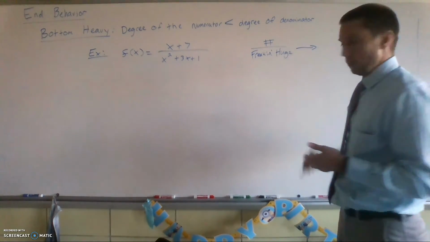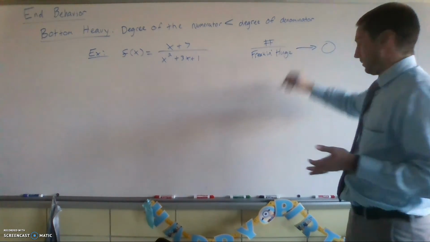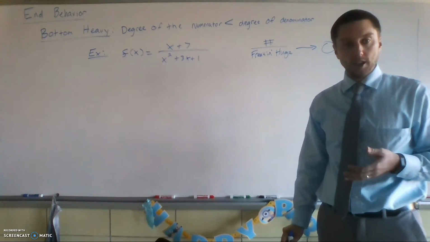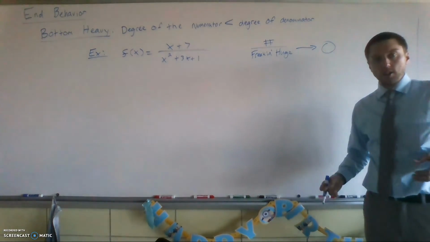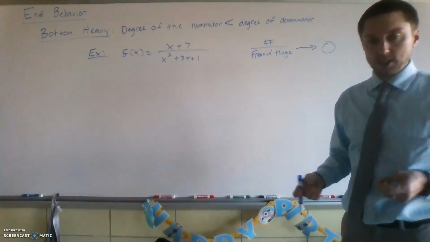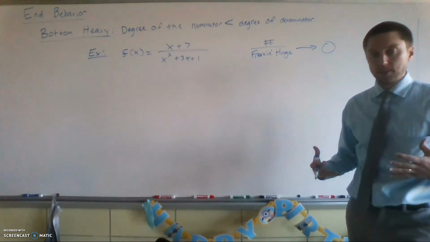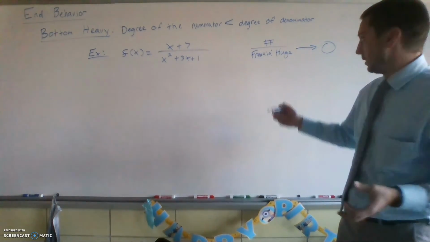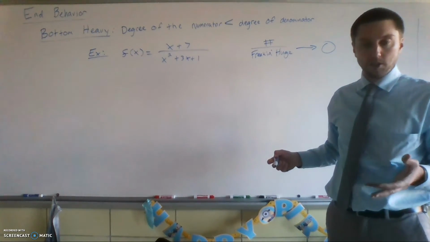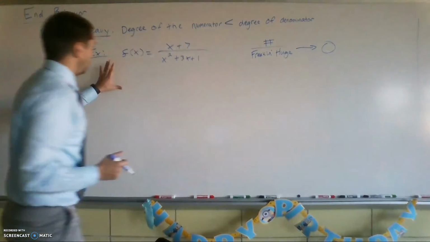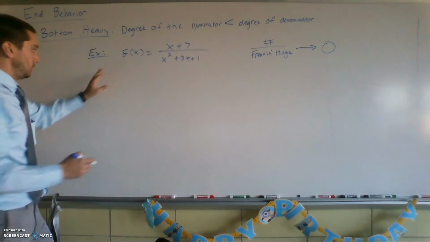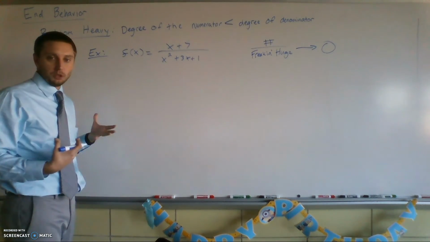This is getting closer and closer to 0. Okay? So as the bottom gets bigger and bigger, this overall value is getting closer and closer to 0. Now, it's never going to be equal to 0 because the top will never be equal to 0, but it's getting closer and closer to 0. So that'll happen with any bottom-heavy function. Your end behavior is always approaching 0.